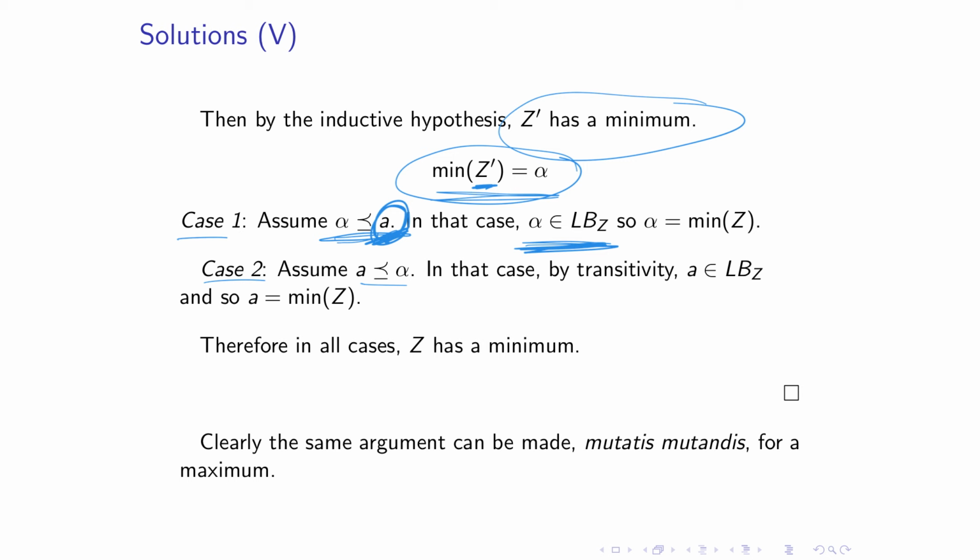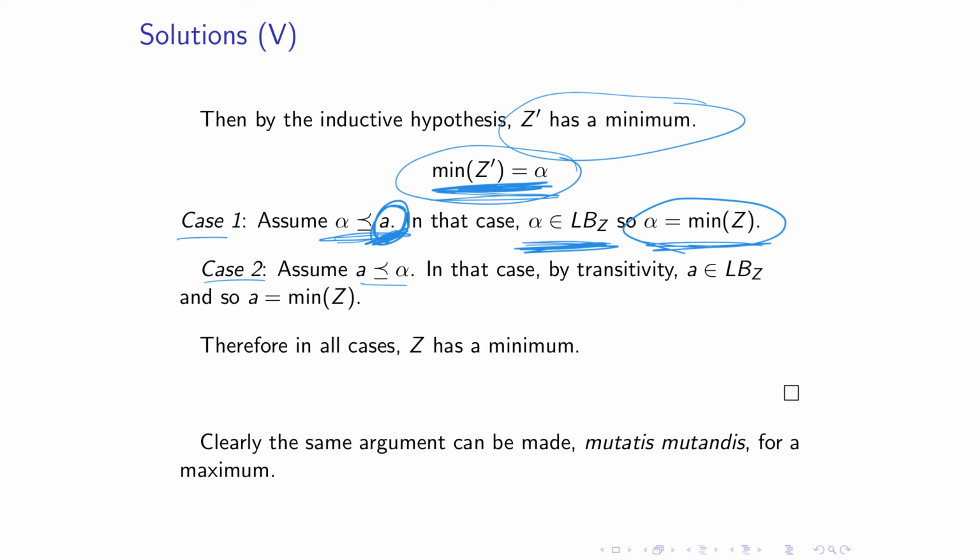And since alpha was the minimum of Z prime, then that means alpha is one of the elements of Z prime. Well, that means alpha is one of the elements of Z. So when you put all that together, we now know that alpha is in Z. And so since we have that alpha is in Z, we also have that alpha is a lower bound of Z. Therefore, alpha is the minimum of Z.